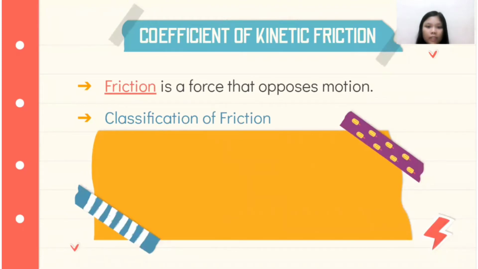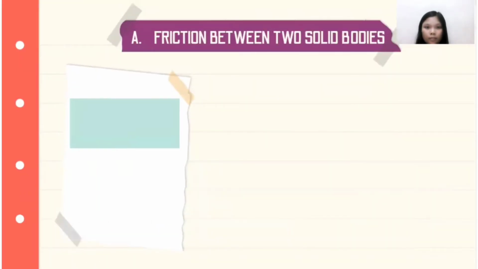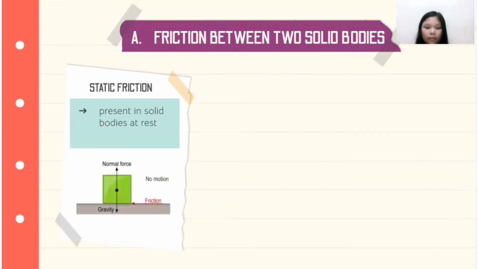There are two classifications of friction. First is friction between two solid bodies, and second is fluid friction. Friction between two solid bodies is classified into three. First is static friction. Static friction is present in solid bodies at rest. This is a diagram of static friction. As we can see, there is no motion in it, but there is still friction.